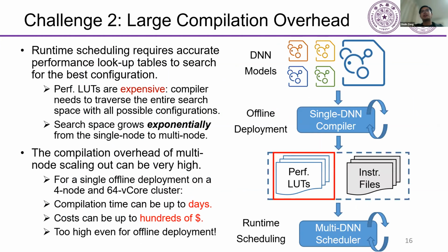Here, I will talk about the second challenge about large compilation overhead. As mentioned earlier, runtime scheduling requires accurate performance lookup tables to search for the best configuration. However, such performance tables are expensive, since the compiler needs to traverse the entire search space with all possible configurations. The problem is that the search space will grow exponentially from single node to multi-node scaling out, resulting in a large and unacceptable compilation overhead, even for the offline deployments.